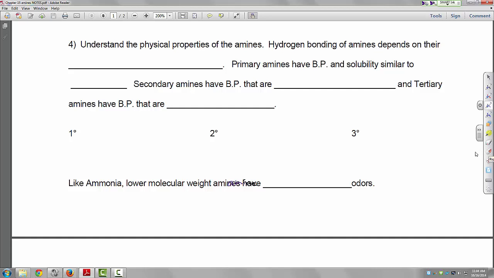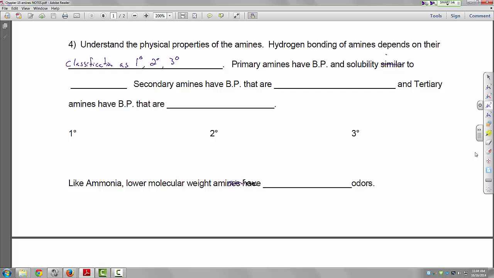Okay, so here we go with the physical properties of amines. The hydrogen bonding of amines depends on their classification as primary, secondary, or tertiary. It's these hydrogen bonds, really the interparticle interactions, that govern physical properties. Primary amines have boiling points and solubility similar to alcohols. Actually, it's going to be a little bit lower than alcohols.